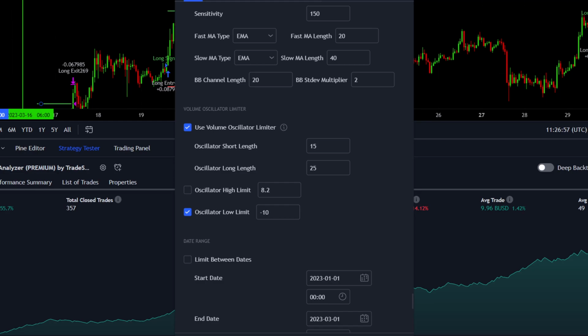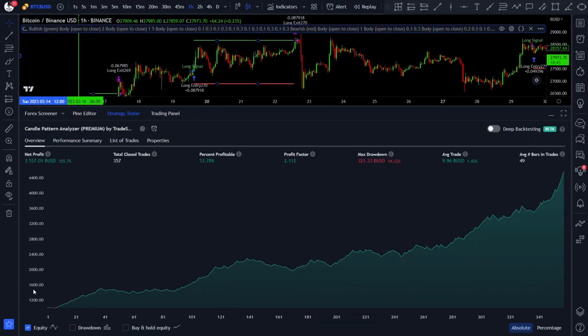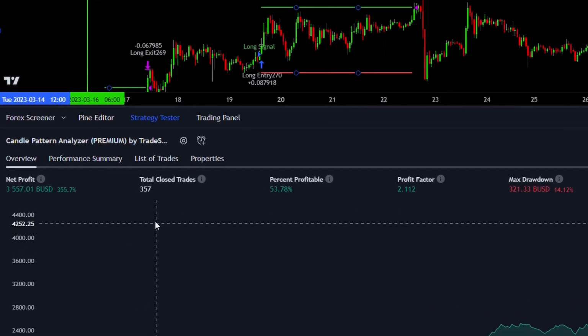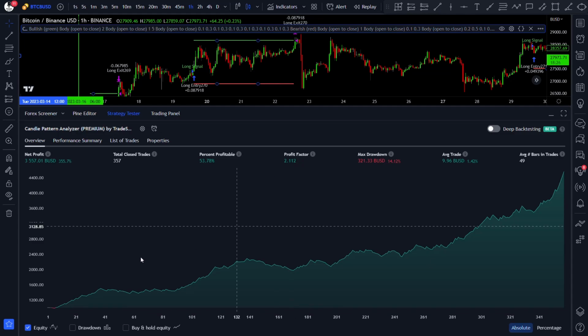Now let's take a look at the backtest results. So here you can see the final strategy backtest. This backtest is for the latest 20,000 candles on the BTC BUSD 1-hour chart. In this period, after 357 trades, the strategy has made 355% net profit with a 2.1 profit factor. Looking at the equity curve, the strategy has an exponential growth with moderate pullbacks.